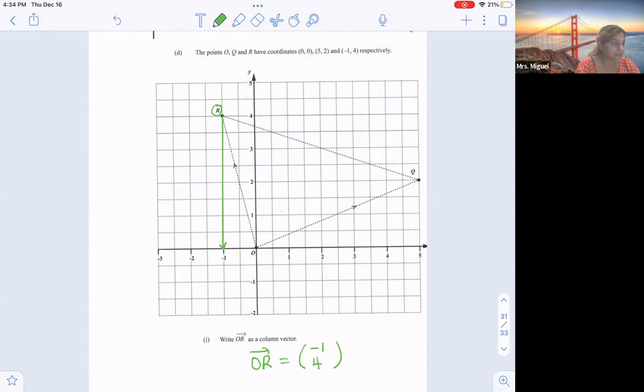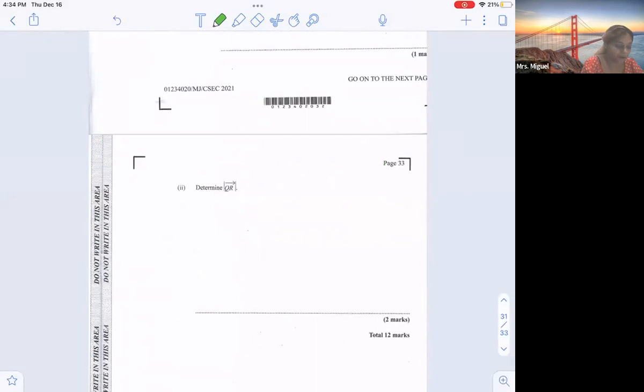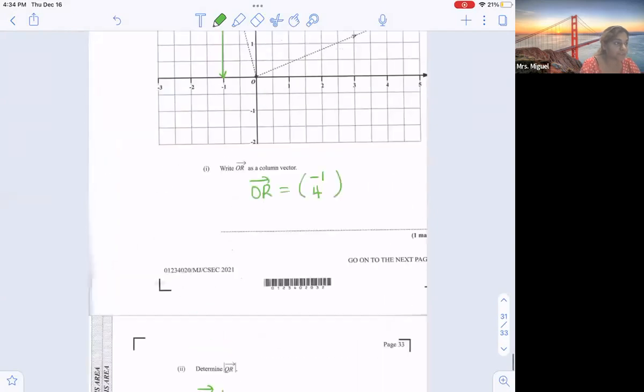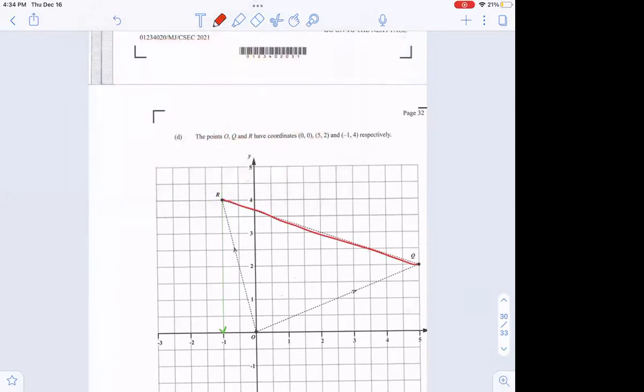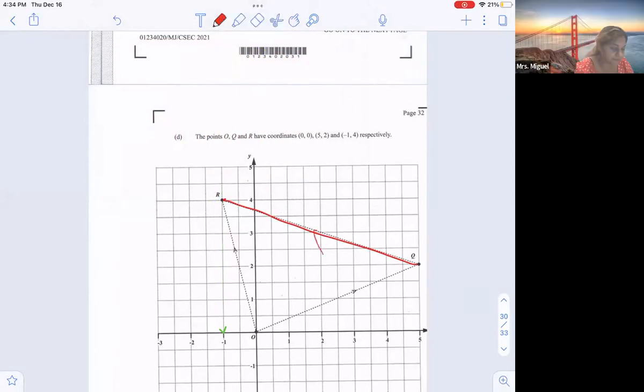They ask us to determine QR. They want the length of QR. So let's go back. We have to find the vector QR. We're going from Q to R. Which vectors must we add to go from Q to R? I'm starting at Q and I want to end at R. So QR will be what two vectors?